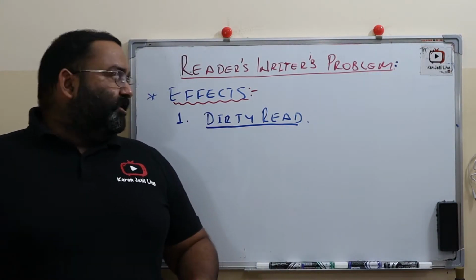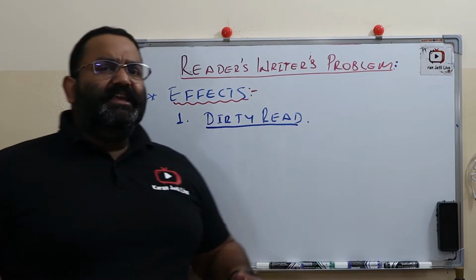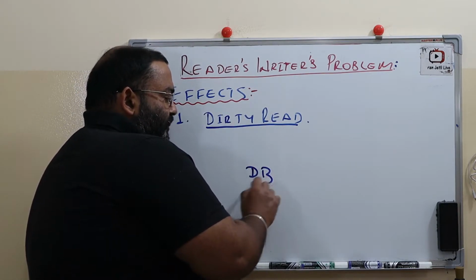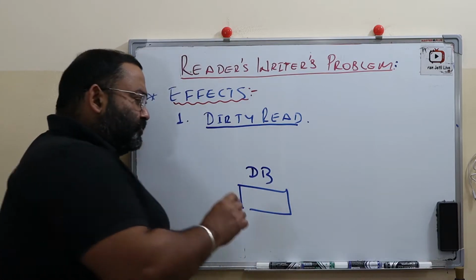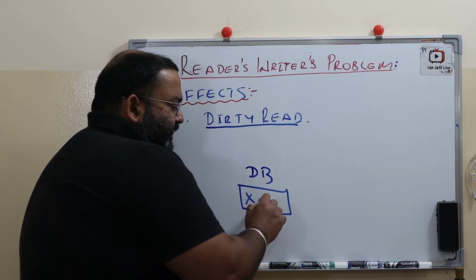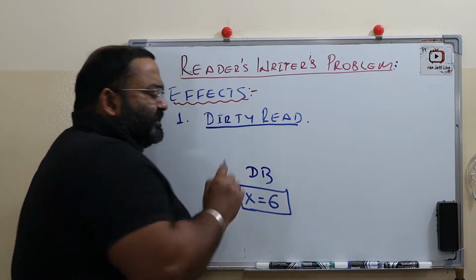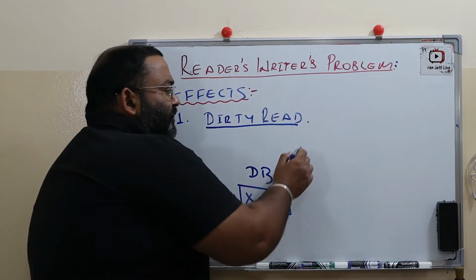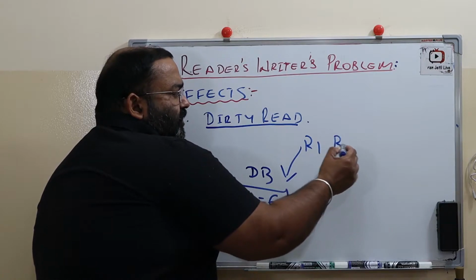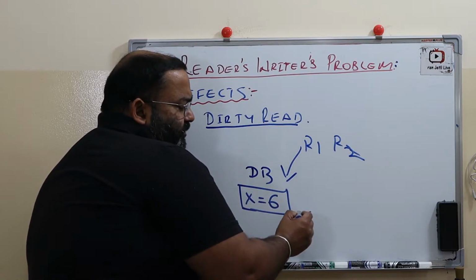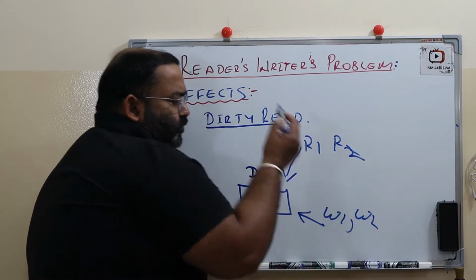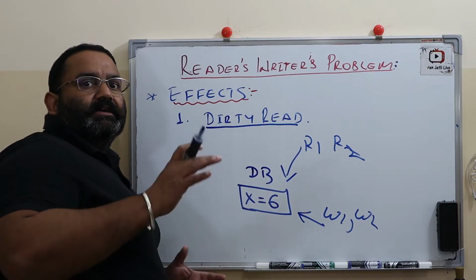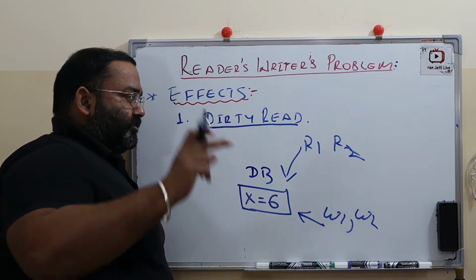The first side effect of the readers writers problem is dirty read. Now you know what the readers writers problem is. We have some database, and that database has some data. Suppose my database has a variable called x, and the present value of x is 6. I did not synchronize my readers and writers, so I have multiple readers, for example R1, R2, and multiple writers also, W1, W2. They all are trying to use the data in the database at the same time without proper synchronization.